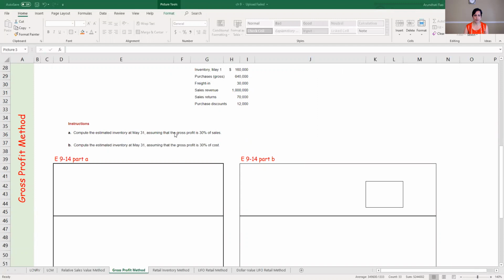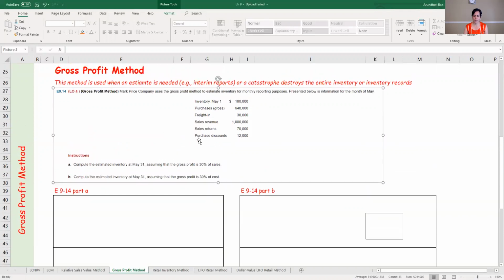The first one is that we have a gross profit of 30% on sales, and the second is the gross profit is 30% on cost. We'll start with the 30% on sales. Whenever we talk about gross profit, we always assume it's on sales. So that's the assumption we're going to go with in the first case.